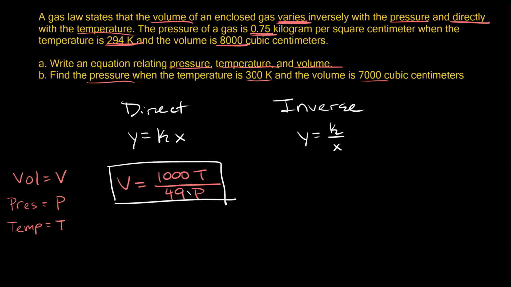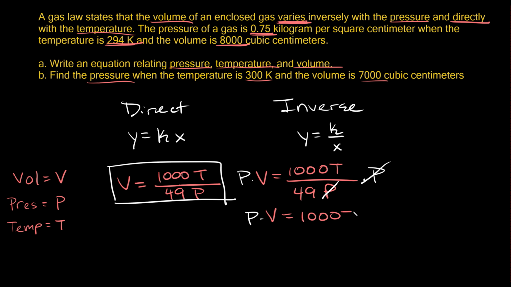So if this is our formula, let's just write it over here. We're trying to solve for P, right? The first thing we can do is get it out of the denominator by multiplying both sides by P. Then on this side they cancel out, and over here we have P times V is equal to 1,000 T over 49, all right?